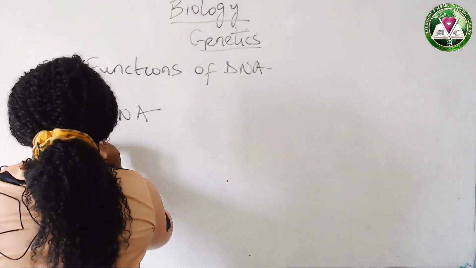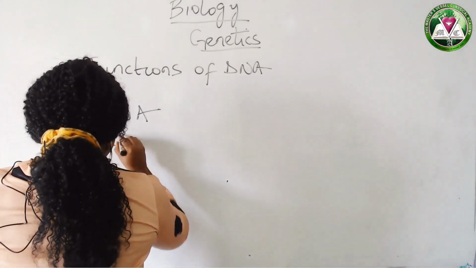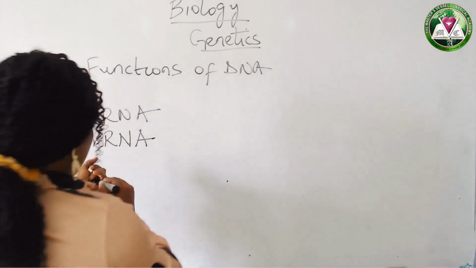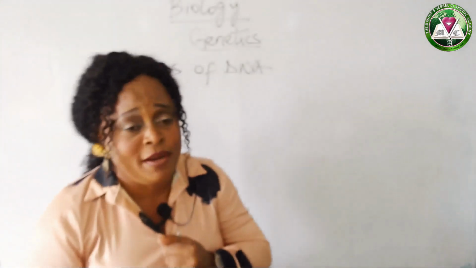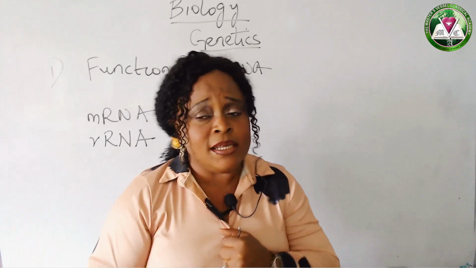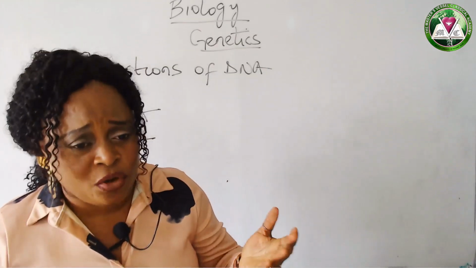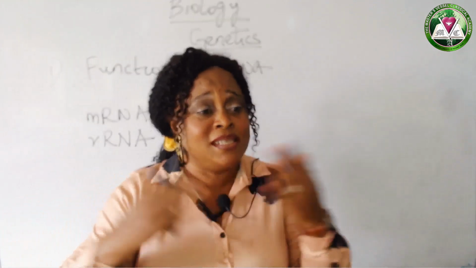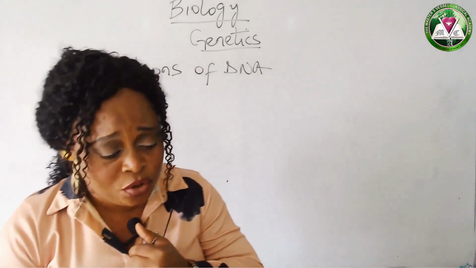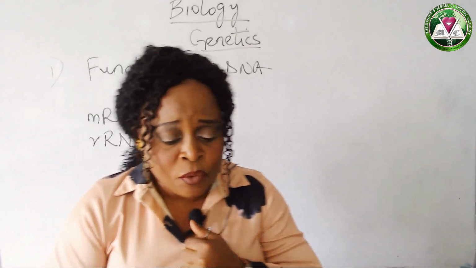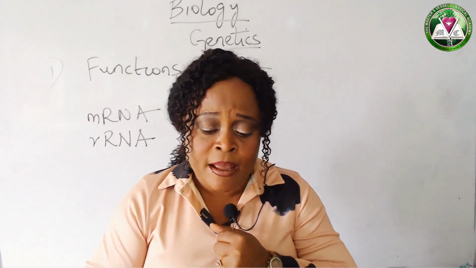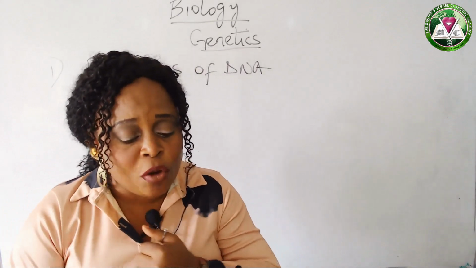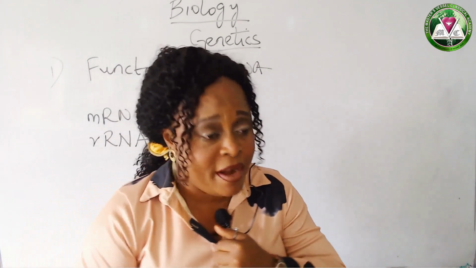Ribosomal RNA. We write it like this, ribosomal RNA. Now, when we hear about the ribosome as a structure in the cell, what comes to our mind is that it is a structure for protein synthesis. It helps in synthesizing protein. That's what this structure does. Now, what happens here is that the DNA controls the synthesis of ribosomal RNA.